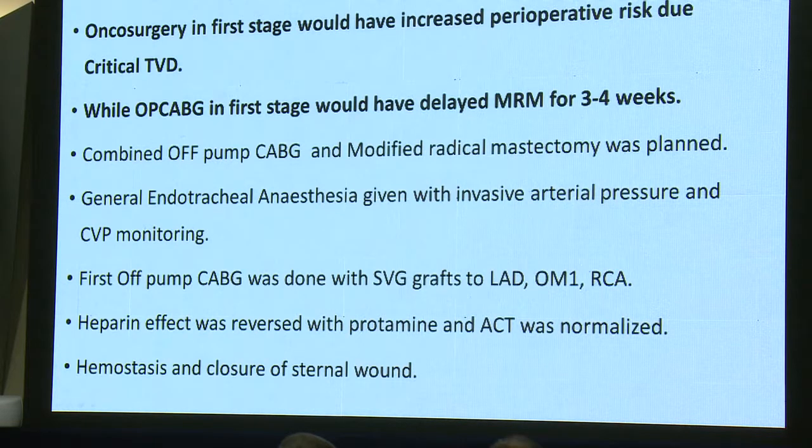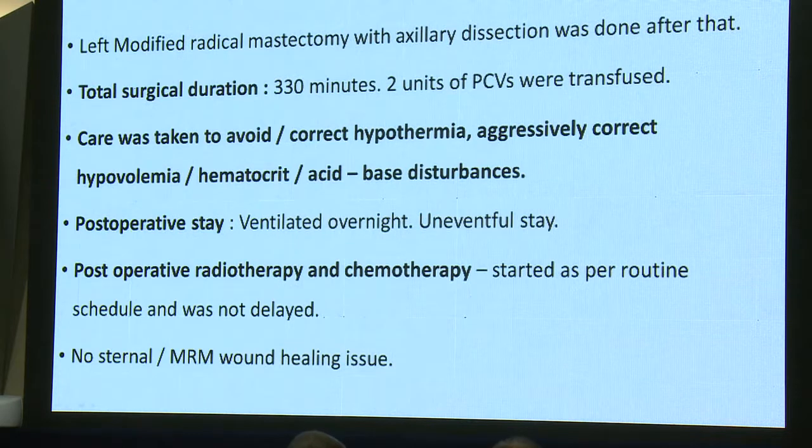General endotracheal anesthesia was given in a routine manner with invasive arterial pressure monitoring and CVP monitoring, just like in an off-pump CABG. First, off-pump CABG was done with SVG grafts to LAD, OM, and RCA. The heparin effect was reversed with protamine, and ACT was normalized. Hemostasis and closure of the sternal wound was done. It was confirmed that there was no excessive bleeding after CABG, and after confirming hemodynamic stability of the patient, left modified radical mastectomy was started.